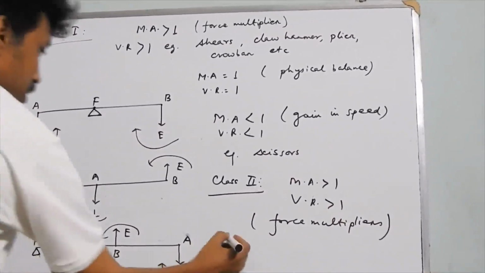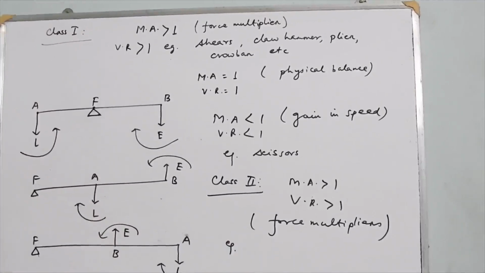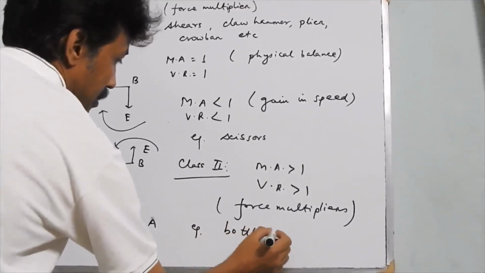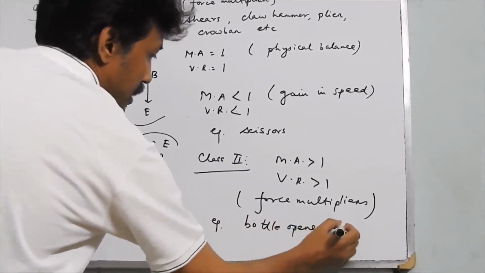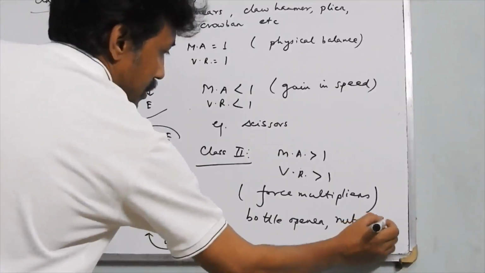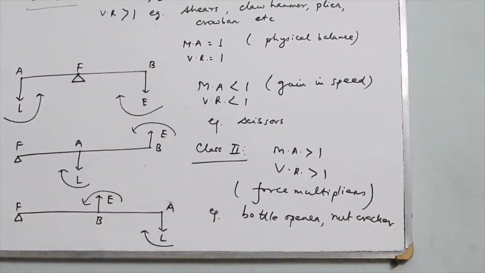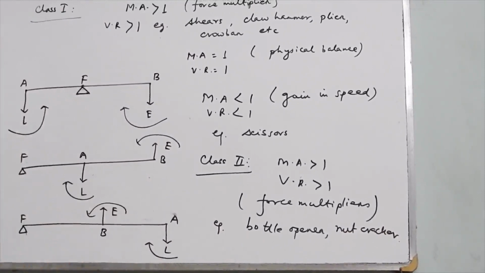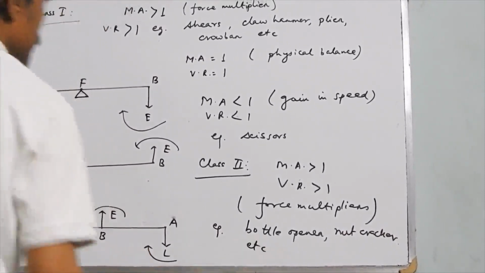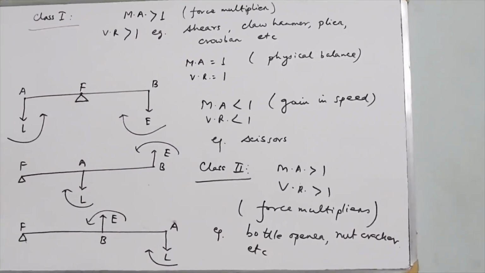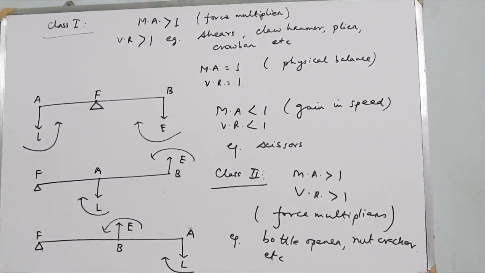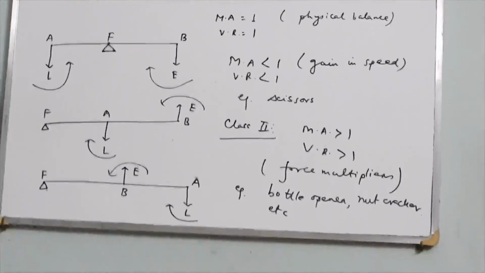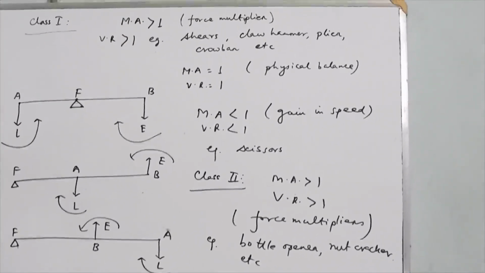The best examples that we use in our daily life are a bottle opener, a nut cracker, and many more. Paper cutter, everything, they go under the class 2 levers. And if we move on to the class 3 levers, we will also get a variety of examples, but they are purely used to obtain gain in speed.